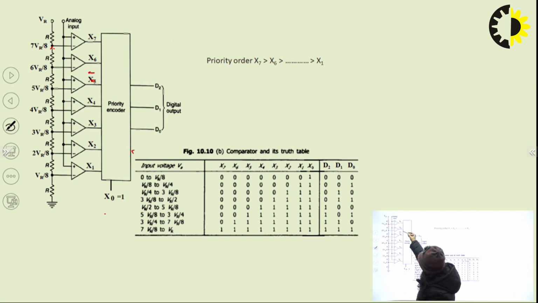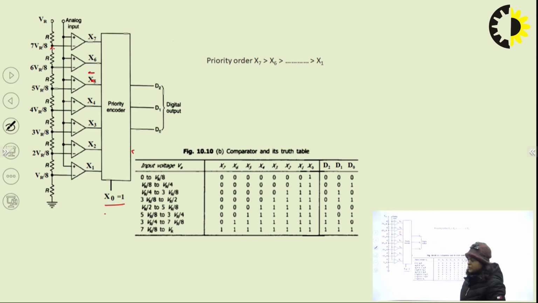So there are 7 inputs from 7 comparators, and x0 is equal to 1. This is the truth table with 8 inputs x7 to x0, and therefore 3 outputs d2, d1, d0. If the input voltage is less than VR by 8, all comparator outputs are 0, x0 is 1, and the output 0 is encoded at the output, that is 0, 0, 0.